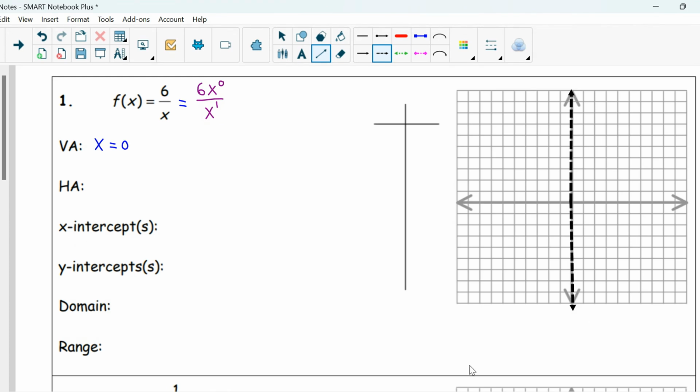Now for the horizontal asymptote, that's where we're going to refer back to our chart. So in this case, the exponent of our numerator is less than the exponent of our denominator. So that tells us that y equals 0 is going to be our horizontal asymptote. And I can go in and draw that line as well. So same asymptotes as our last example.